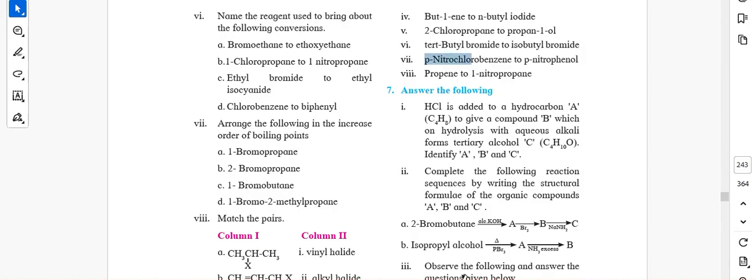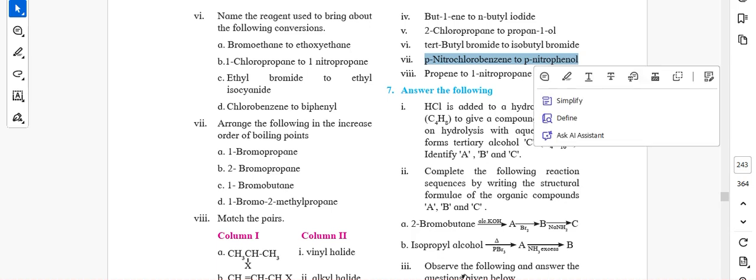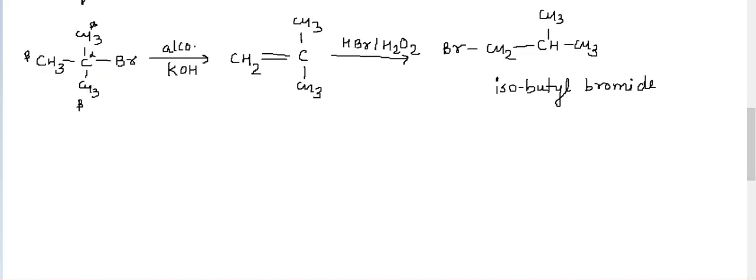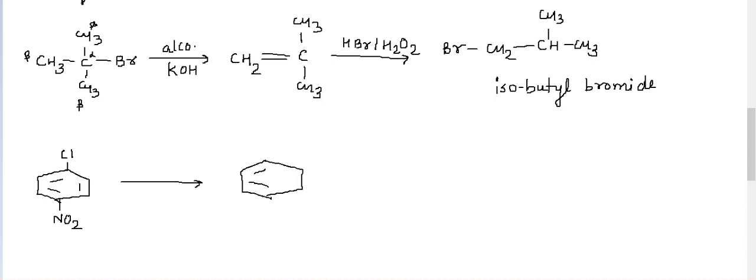Next problem is para nitrochlorobenzene to para nitrophenol. Okay, para nitrochlorobenzene to para nitrophenol. So let's draw the structure first. Para nitrochlorobenzene. So I have written nitro at the para position from chlorine, and we have to convert this into phenol, meaning Cl is changing to OH.